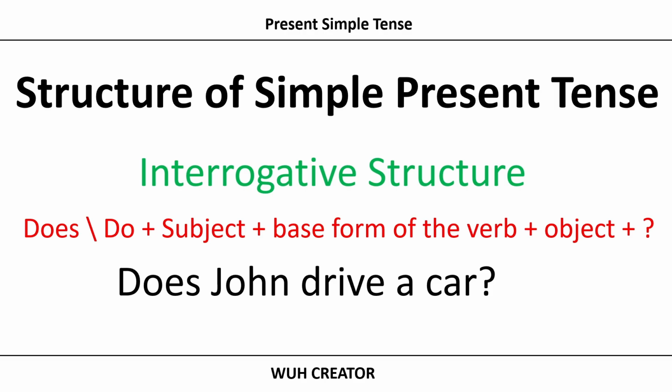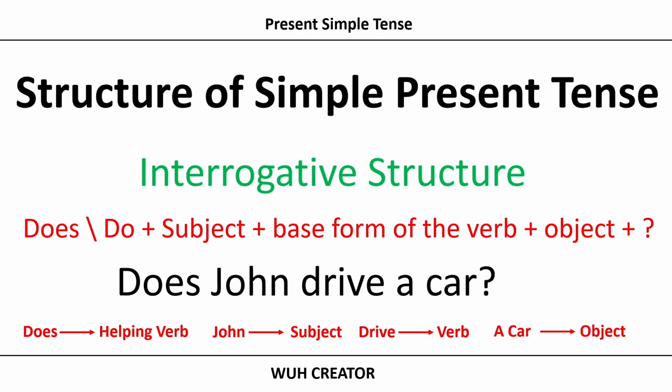In this example, does is the helping verb, and John is the subject. Since John is a singular noun, we use does at the beginning of the sentence to form an interrogative sentence. Drive is a verb and the object is a car.